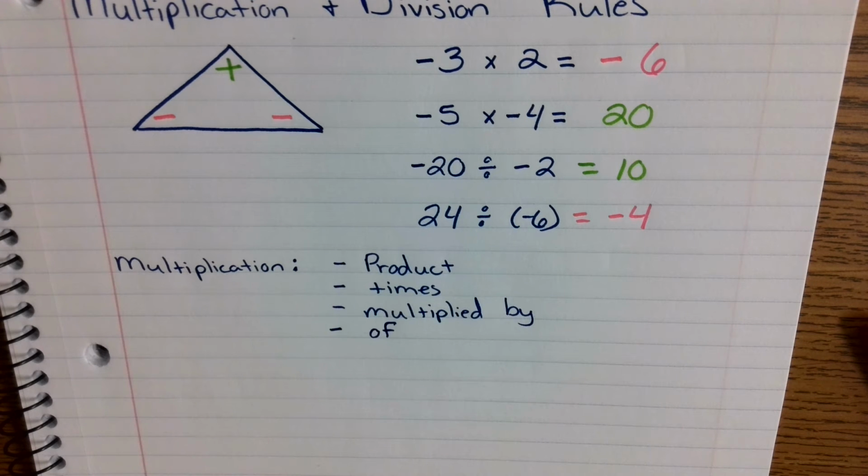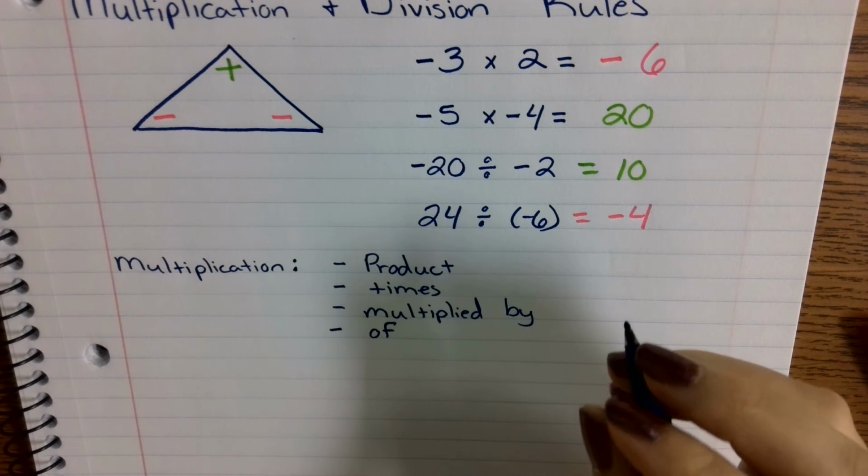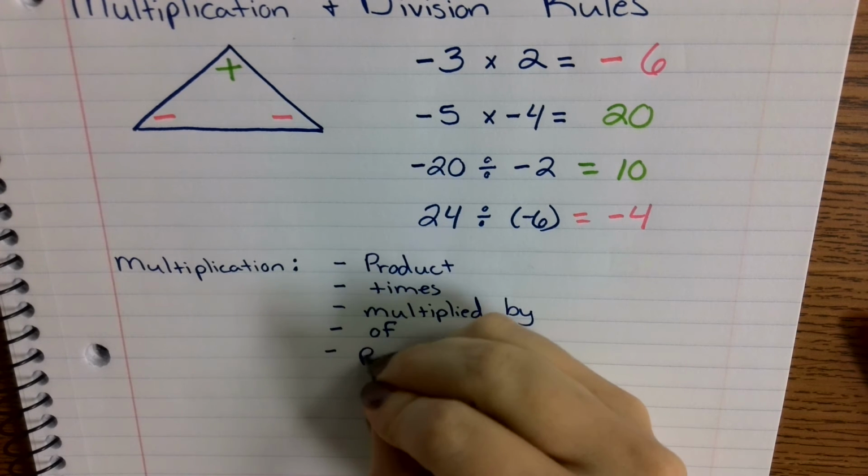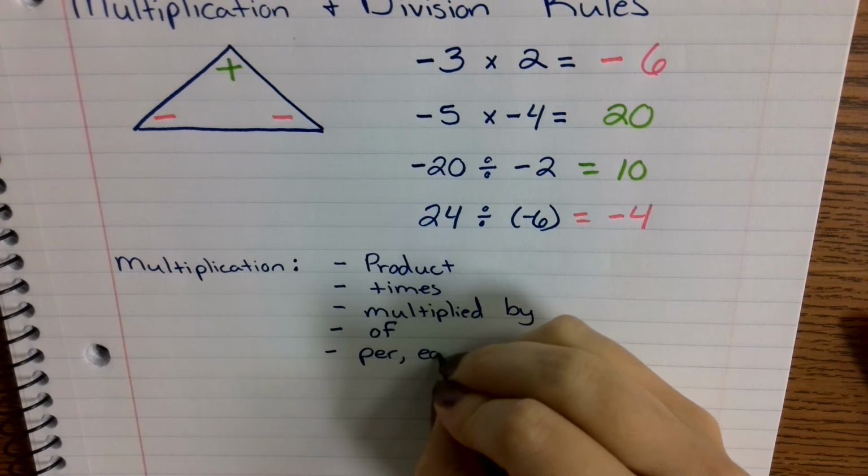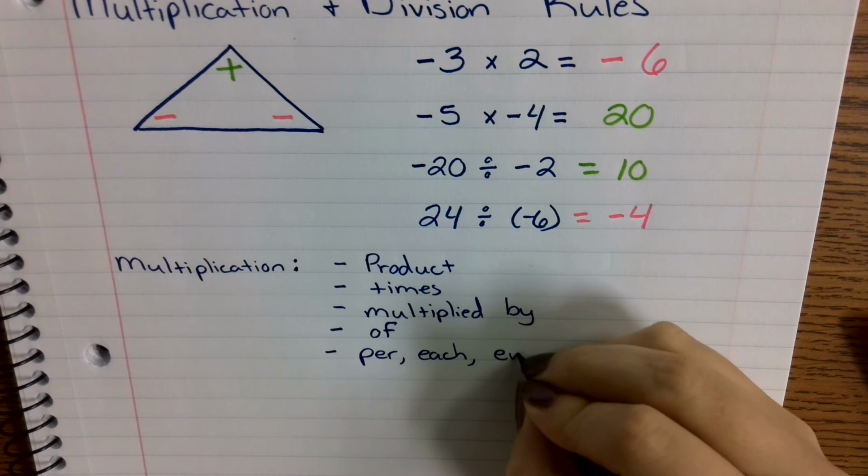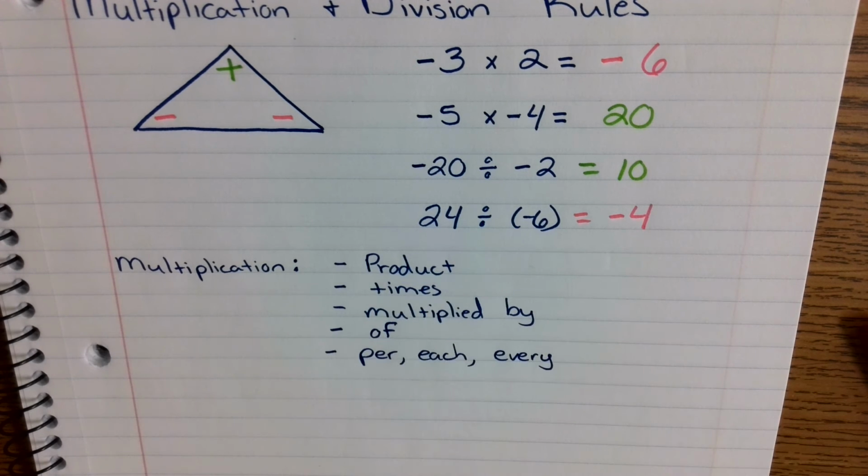If I say it's 1/4 of the final price, that means I'm taking 1/4 and I'm multiplying it by whatever the final price was, and that's going to equal my value. The term of can mean multiplication. So do the words per, each, and every.